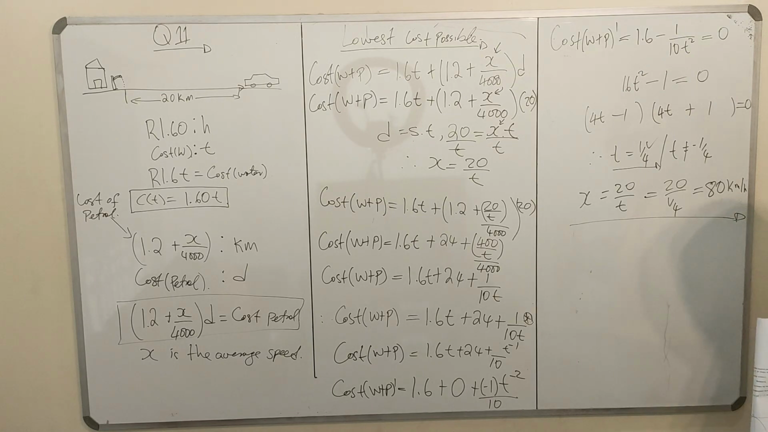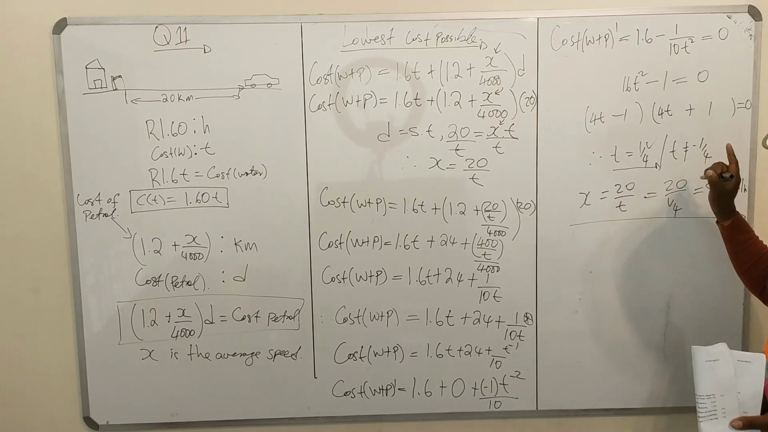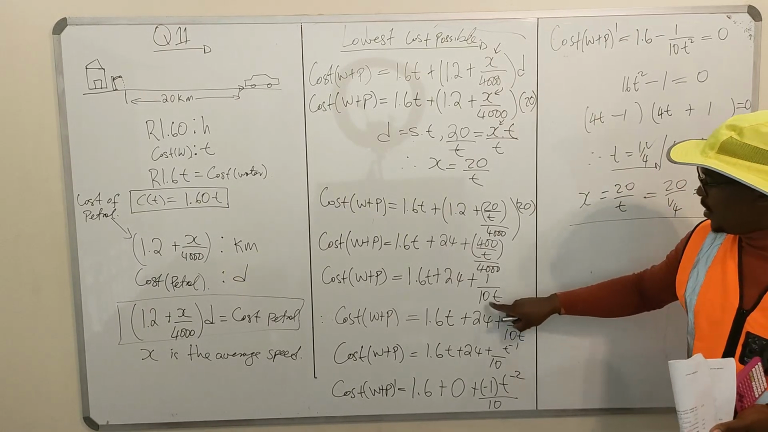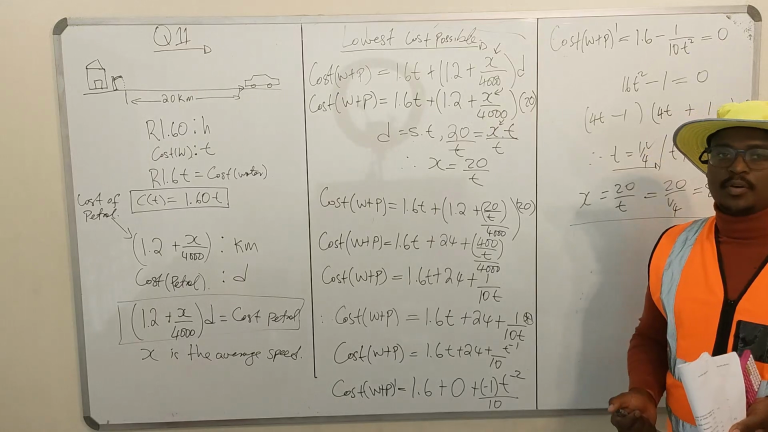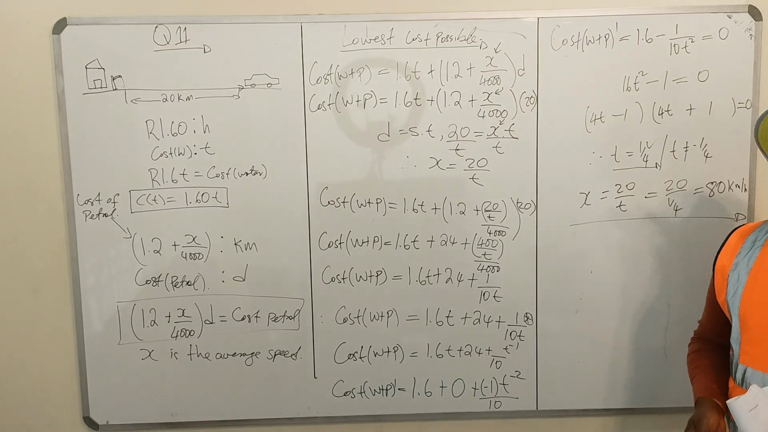So we did this. Well done. I hope it is clear. But to get the best possible cost, you have to substitute your time here and there. Then you'll get the best possible cost that this guy will have to pay for both his water and petrol.